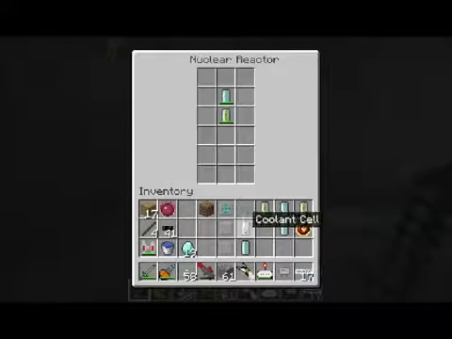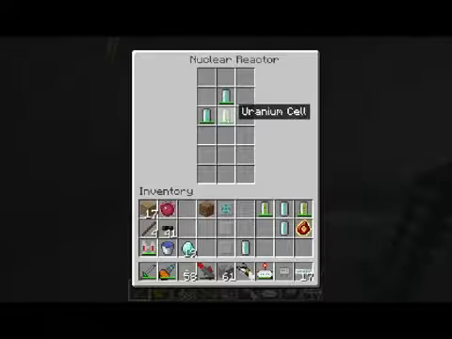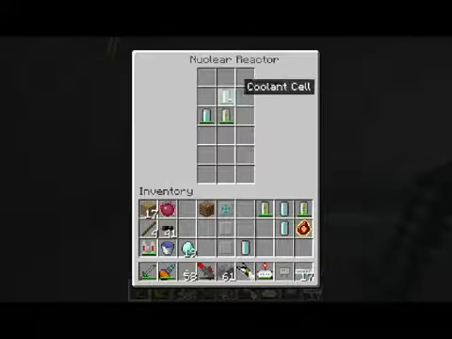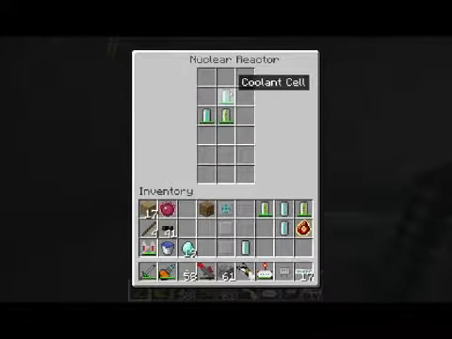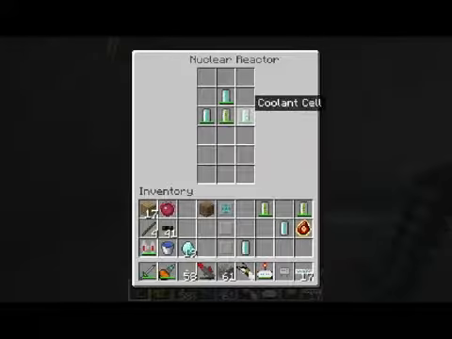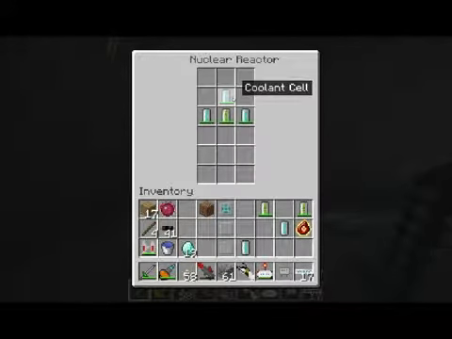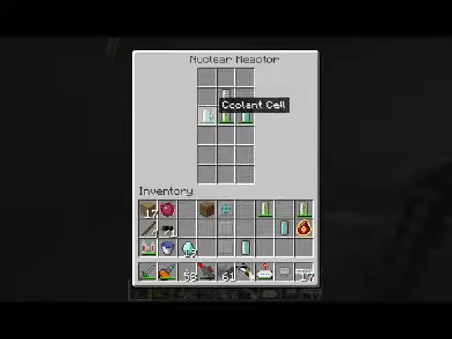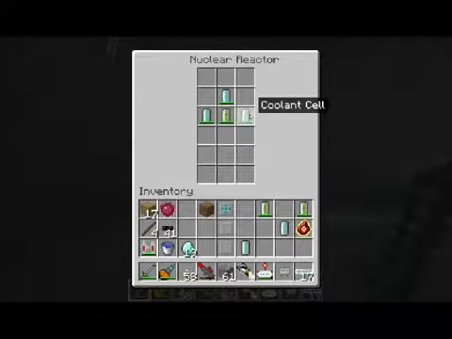If I place 2 coolant cells next to the uranium cell, it's going to reduce the amount of heat the uranium cell is producing. According to the forum post, it's going to produce 4 heat at each of these elements. So basically this will take 4 heat, and this will take 4 heat, for a total of 8. If I place 3 coolant cells in, each element here is going to take 2 heat. So 2 heat here, 2 heat here, 2 heat here, for a total of 6 heat.